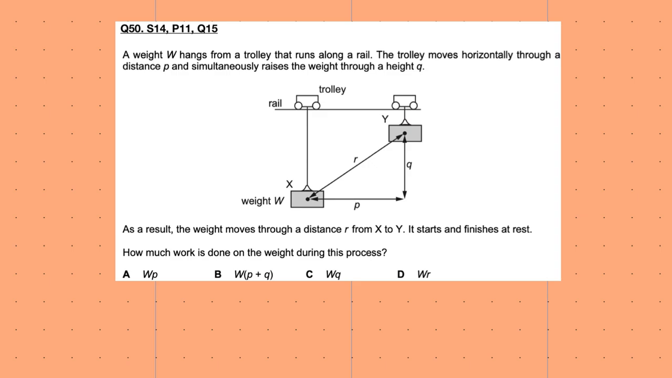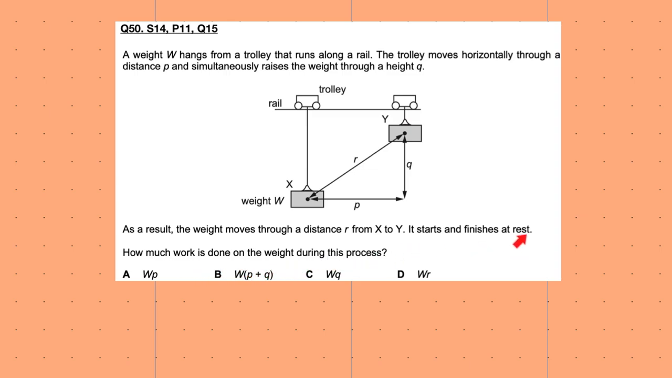Pretty easy. A weight W hangs from a trolley that runs along a rail. The trolley moves horizontally through a distance p and simultaneously raises the weight through a height q. As a result, the weight moves through a distance r from x to y. It starts and finishes at rest. How much work is done on the weight during the process?